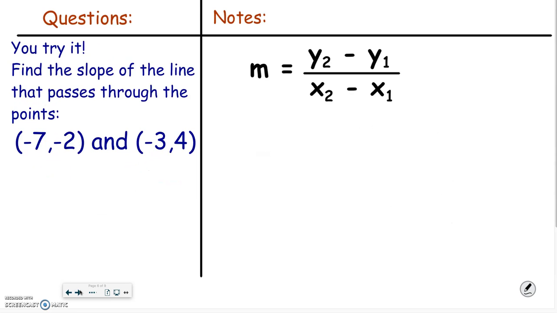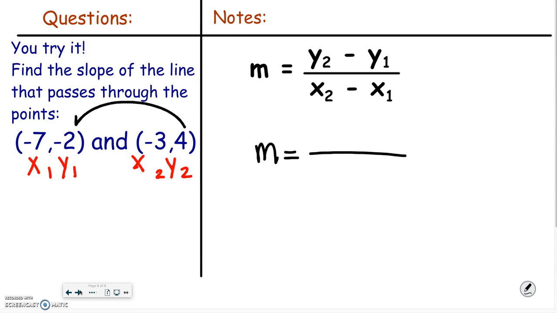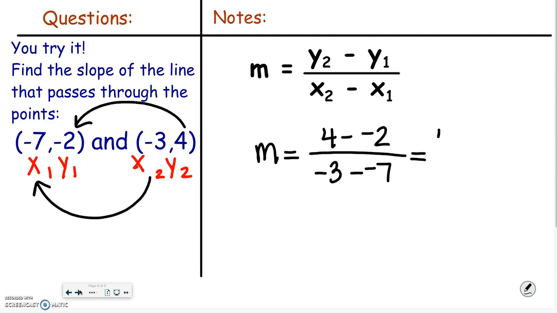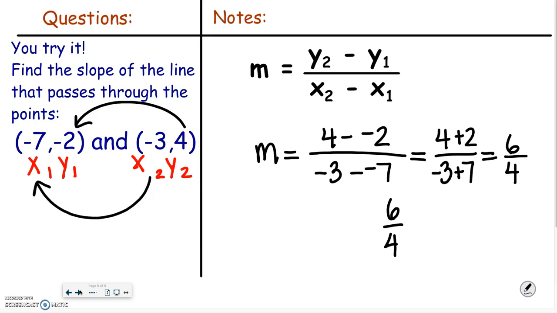Our next example, label the first ordered pair and the second ordered pair. y2 minus y1, 4 minus negative 2, and on the bottom, x2 minus x1, negative 3 minus negative 7. 4 minus negative 2 turns into 4 plus 2. Negative 3 minus negative 7 turns into negative 3 plus 7. So 4 plus 2 is 6. Negative 3 plus 7 is 4. 6/4 reduces because they're both even numbers. So divide them both by 2. And you get 3 halves as your simplified answer.